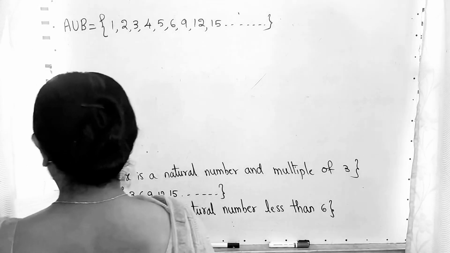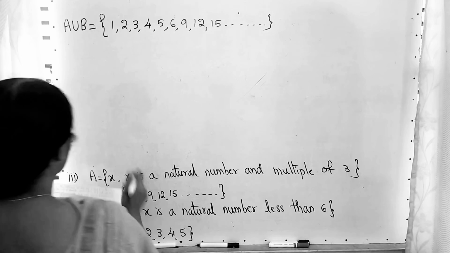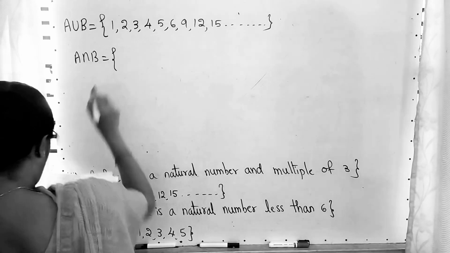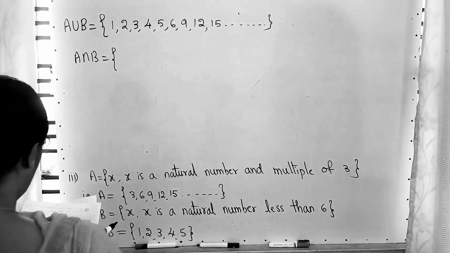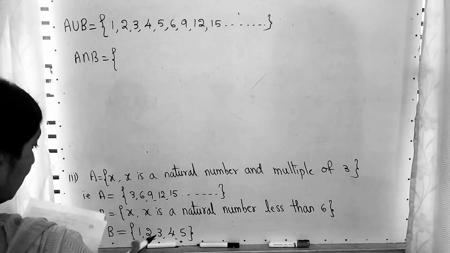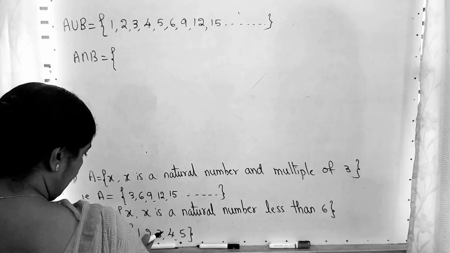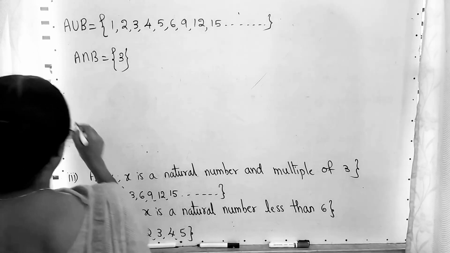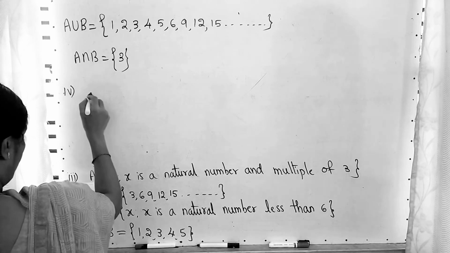Now moving to the intersection. What is the intersection of these two sets? We have to write only the common elements. See what are the common elements? Only 3 is common. Understood? Now moving to the fourth one.